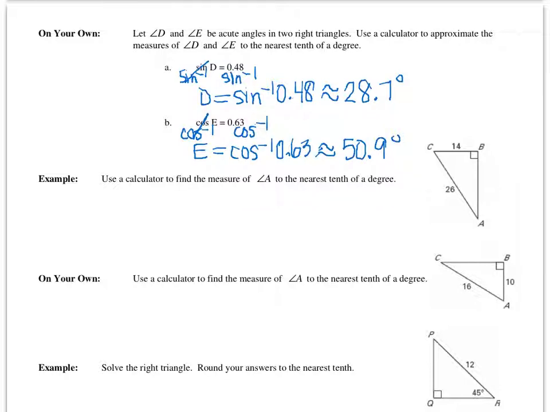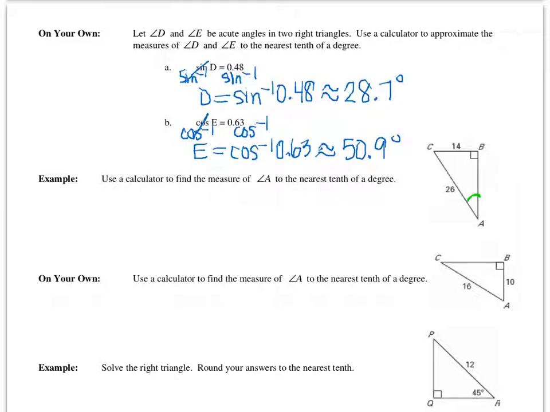Okay, so here's another similar problem. It's very similar, it's slightly different. Now we're going to have a picture. It says use a calculator to find the measure of angle A to the nearest tenth of a degree. So I know my unknown is an angle. I can anticipate using an inverse function. So here's my angle A, that's my unknown.